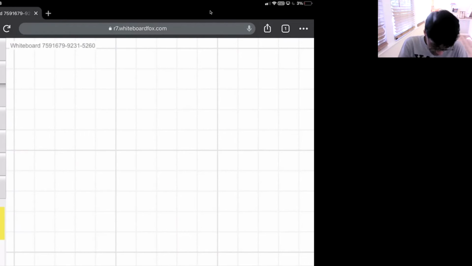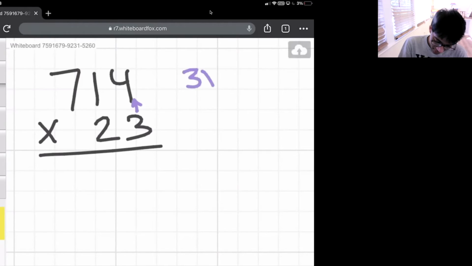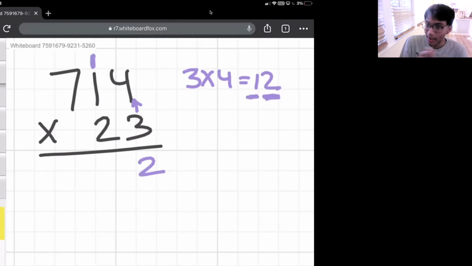All right, folks, let's do some more. So let's say I have 714 multiplied by 23. Okay, so 3 times 4. What's 3 times 4? That's going to be 12. I know I have more multiplication left to do with this 3. So I'm going to just put my 2 here. And I'm going to put my 1 over here. Remember, I can't put the 1 here because then it's going to be blocking the next number.